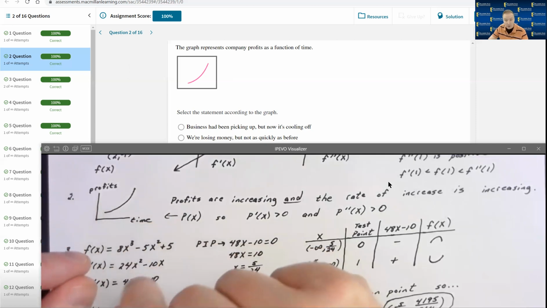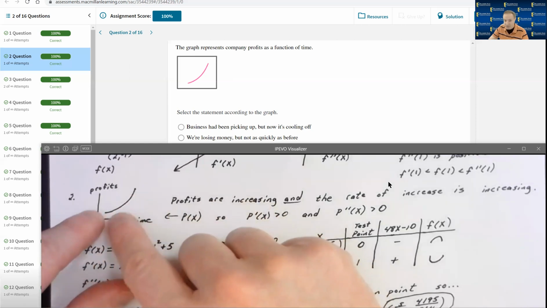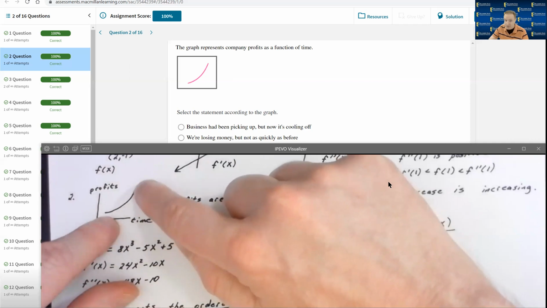But then more importantly here, the second derivative. Since the slope of this, notice the slope here at the beginning, it's not as steep as the slope at the end.